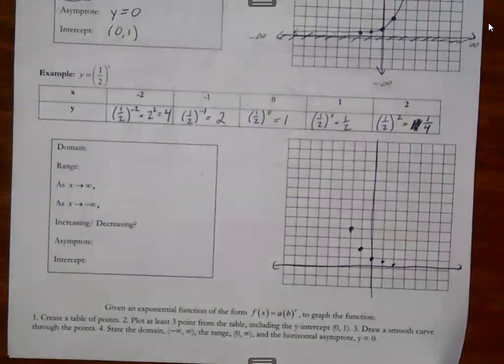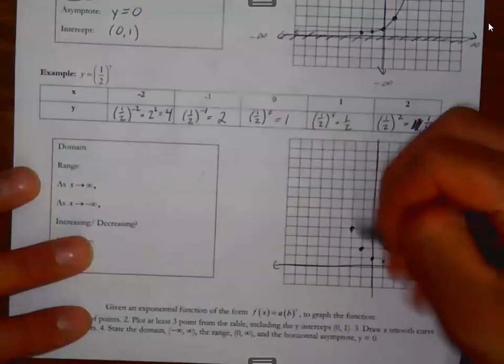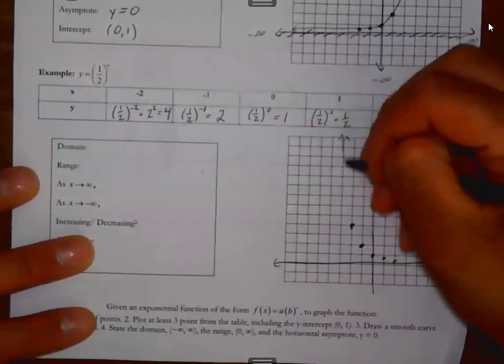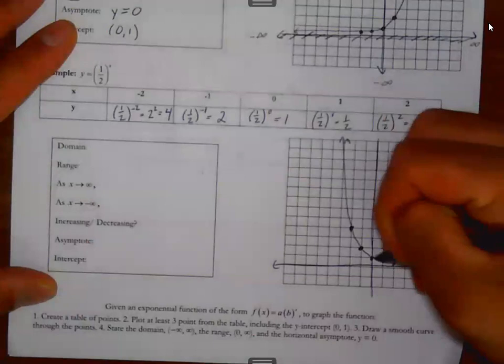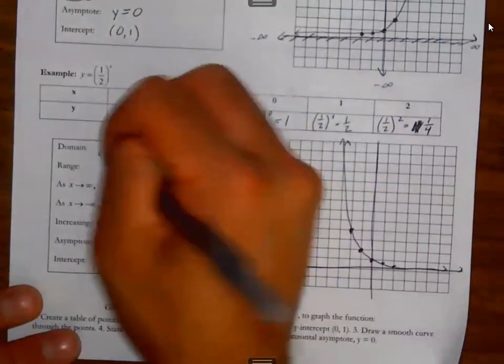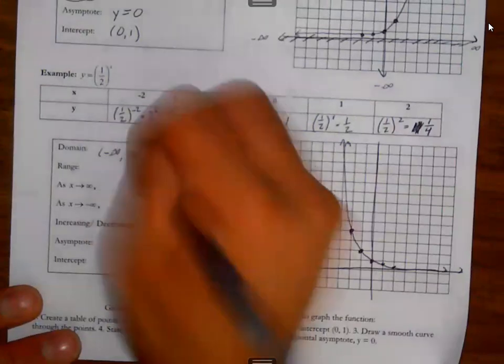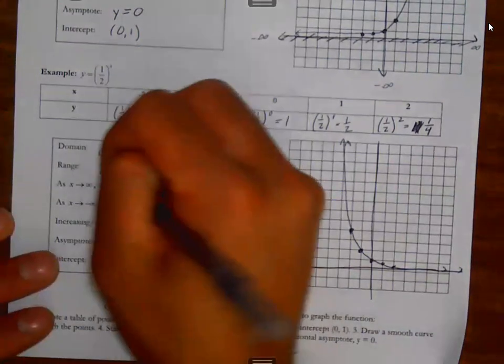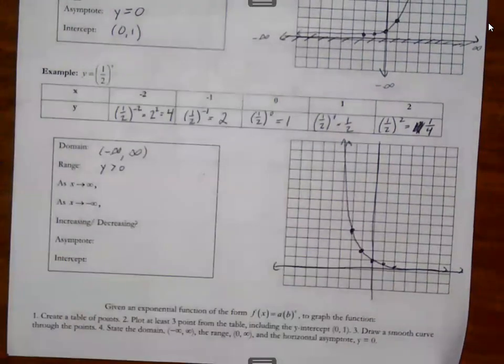All right, so now we can just connect the dots, and it's going to look like a similar shape to the other one, just going in the other direction. The domain is still going to be all real numbers, from -infinity to +infinity, because it still goes left and right forever. The range is y greater than 0. Now, as x approaches infinity, what's happening to y?